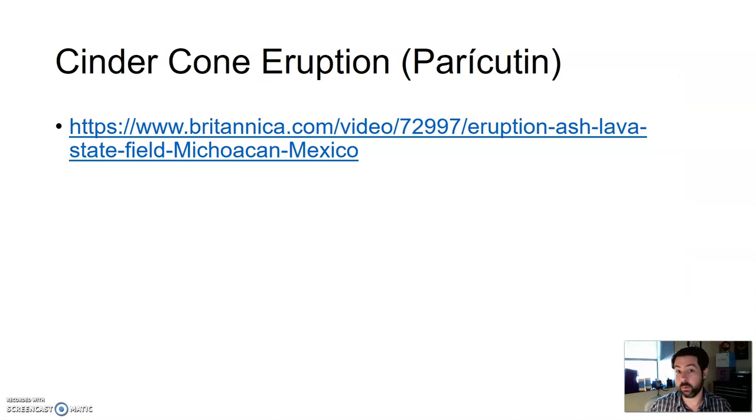So here's a video I want you to watch on a cinder cone eruption down in Mexico. Paracutin is a cinder cone that erupted in the middle of the last century, and it built up actually very quickly. Cinder cones can go from nothing to an eruption and having a cone within weeks, so they can build up very quickly. And here's a video of one of those happening in Mexico.